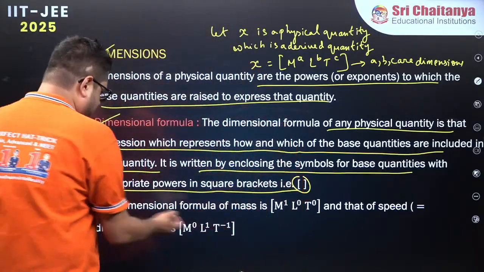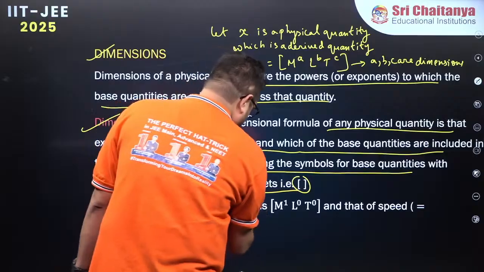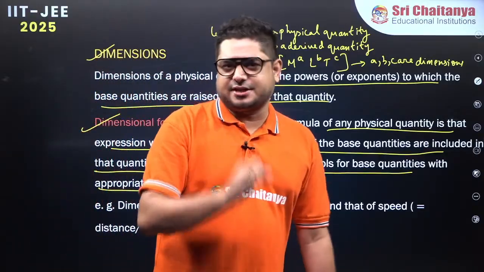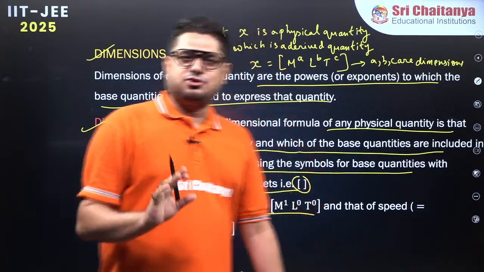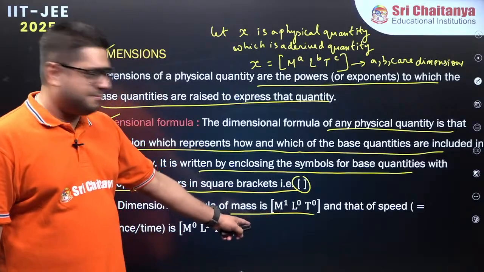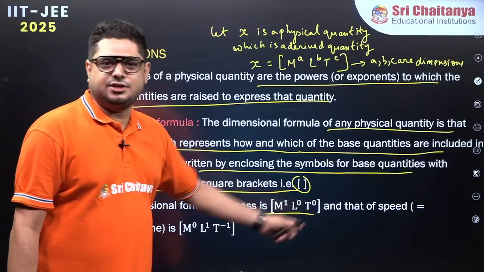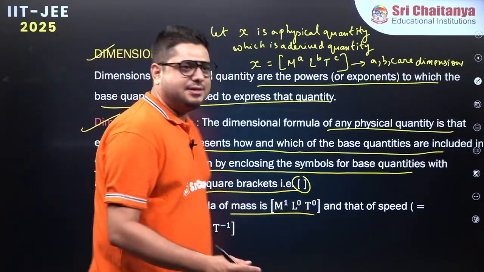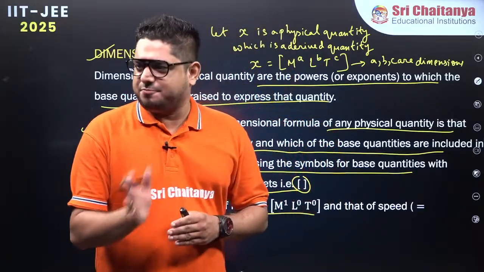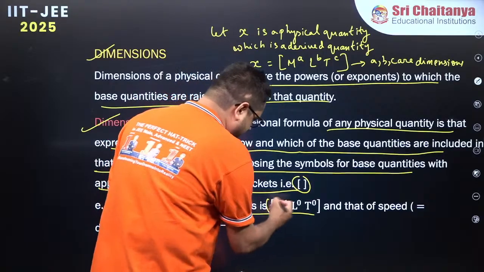You can also express the dimensional formula of the fundamental physical quantities like mass, length, time. For mass, you know that it is m, so it is denoted by m to the power 1, L0, T0, which means length and time will be unity in the aspect of mass. That's what they are trying to say over here.